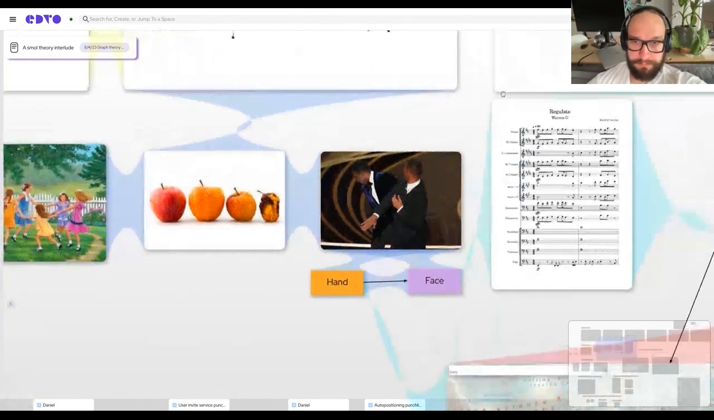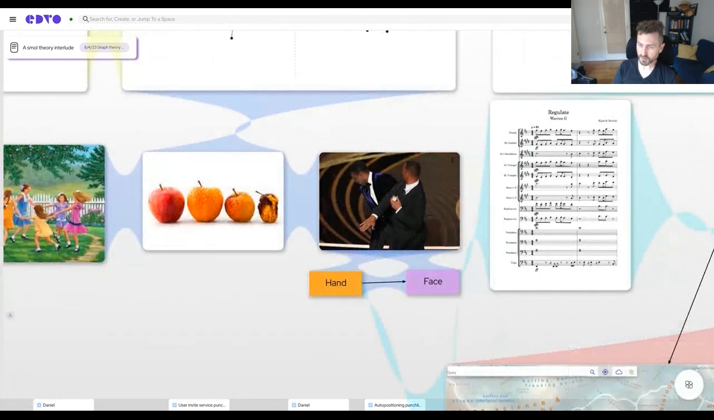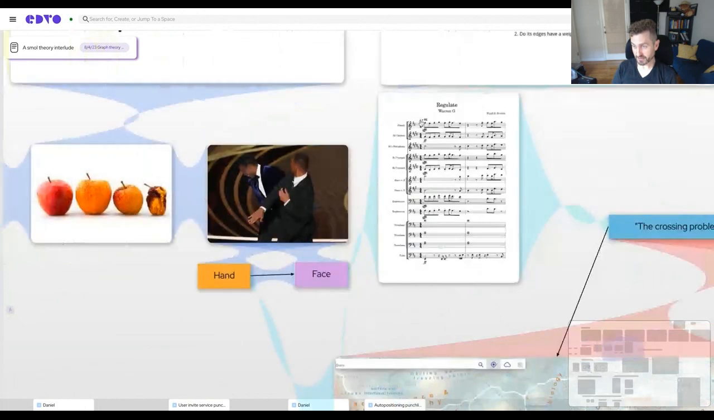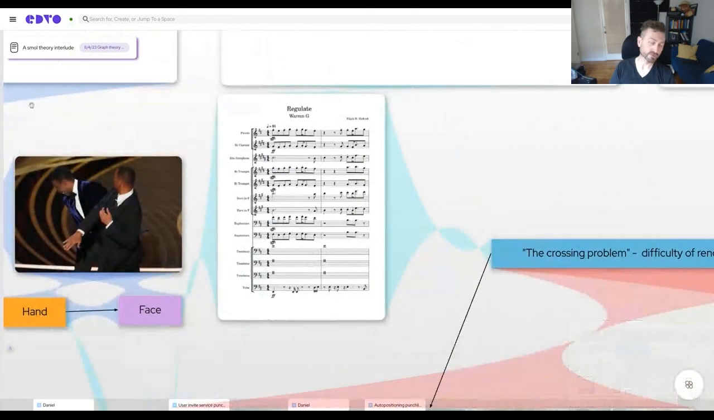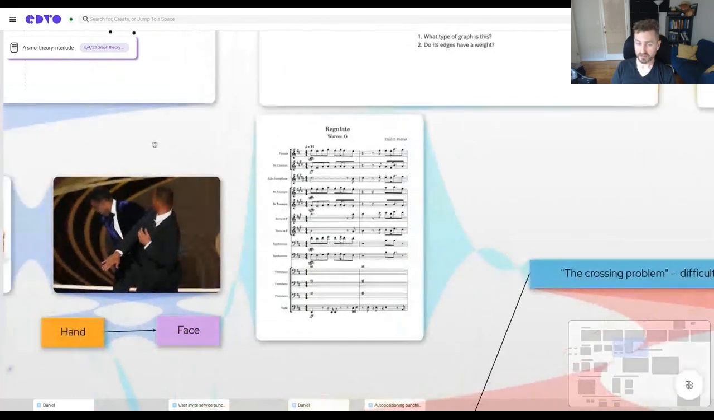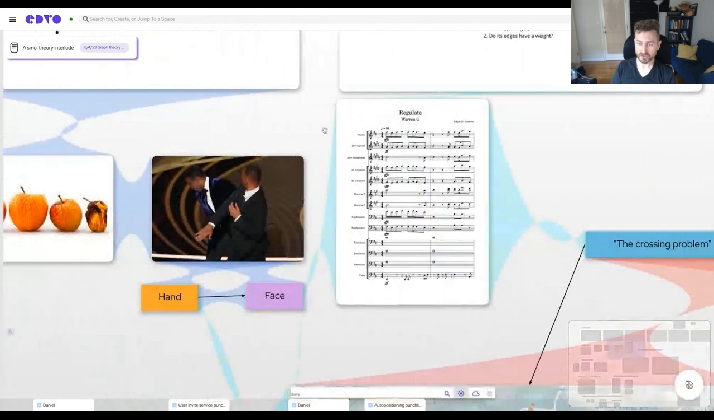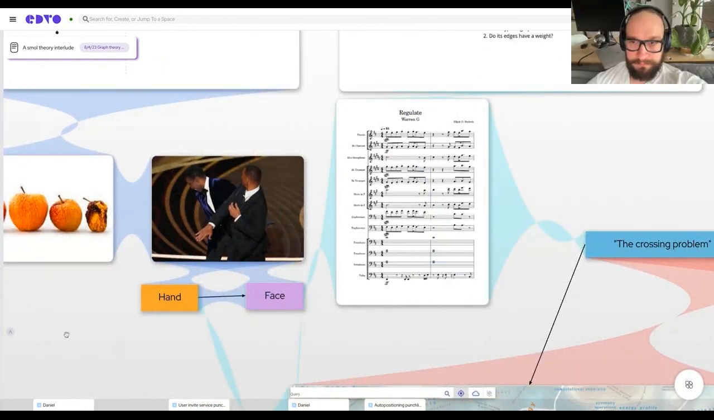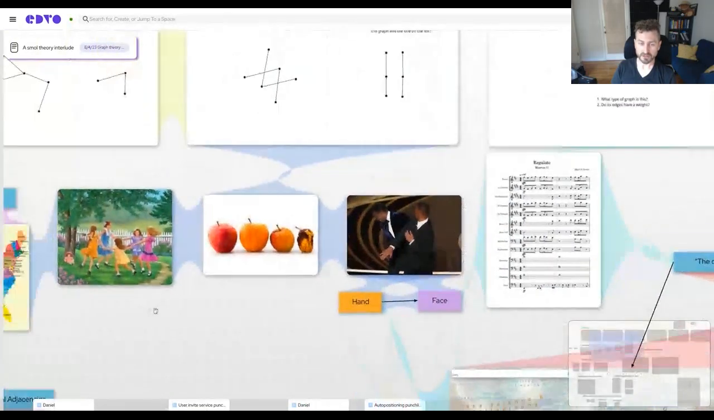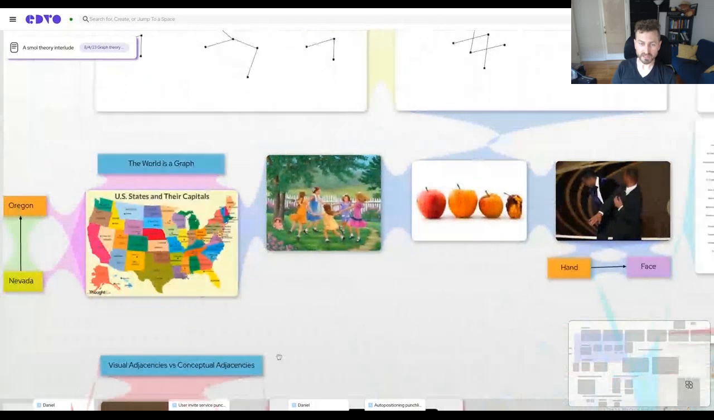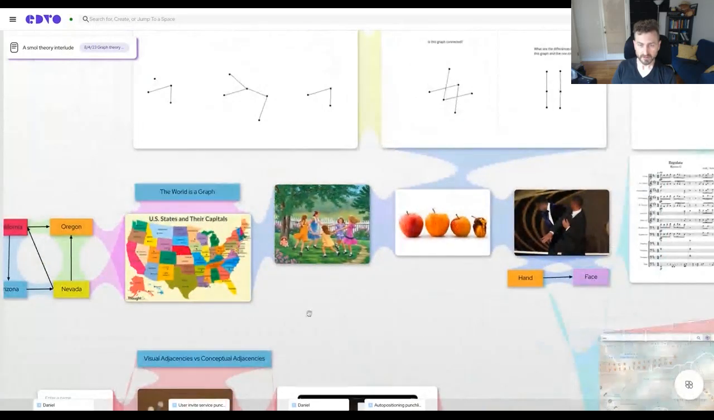We could say that the relationship between Chris Rock and Will Smith, we can talk about the relationships between musical notes. There's a lot of different ways that we can use graphs to model things in the physical world. And I'm sure we could come up with lots of others, but I think this is a good representative sample. Yeah, it is.